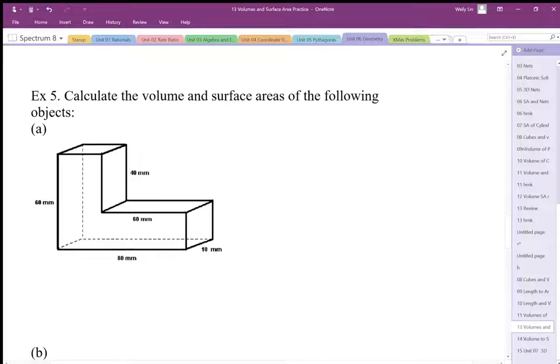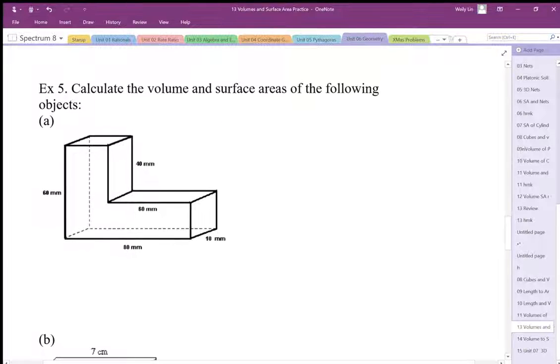Okay, so last part of this is just practicing calculating volumes and surface areas. So we have our volumes here. The volumes are easier to calculate than surface area, so we're going to start with the volume. I'm just going to break this up. Yeah, I'm going to break it up.